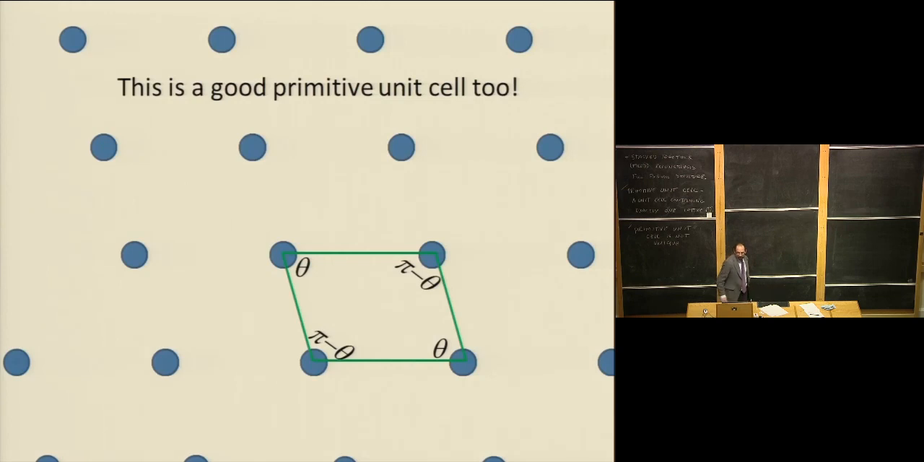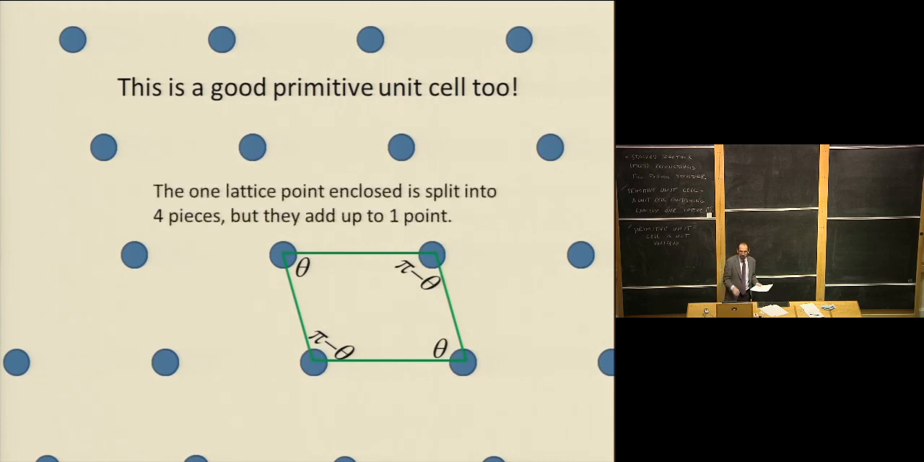One should be warned that something like this is also a good primitive unit cell. And that's a little less obvious, that it contains exactly one lattice point. But you have to think about the things that are partially enclosed in the unit cell, like this guy, as only counting as theta of the full circle. And this one counts as theta of the full circle. This one is pi minus theta of the full circle. This is pi minus theta of the full circle. And if you collect all those pieces of the lattice point and put them together, you'll get the full 2 pi. Okay? So it's one lattice point, but it's broken up into 4 pieces.